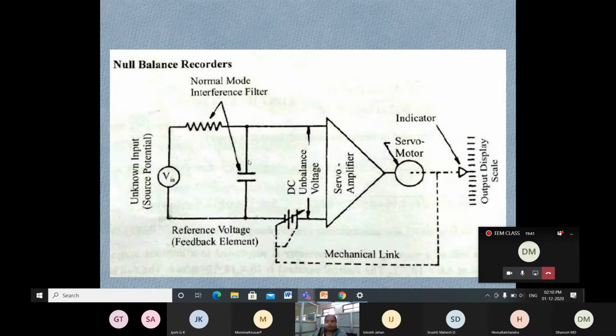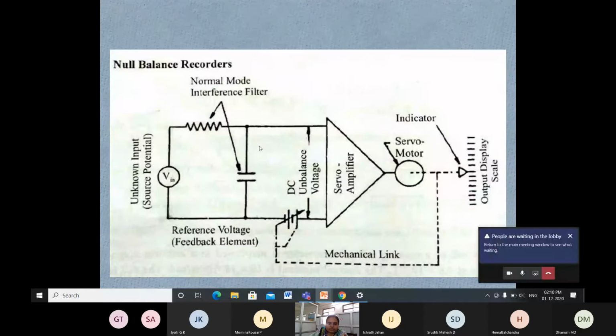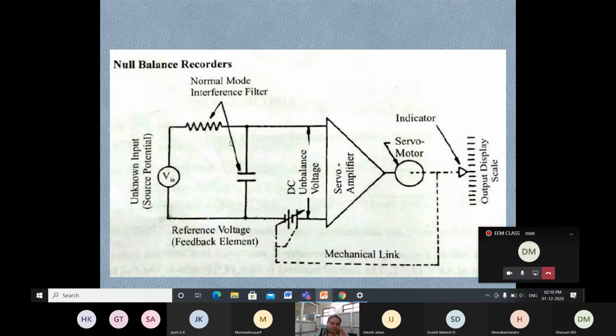How does the working go? First, an unknown voltage is provided. Then the normal mode filtering operation is done. Based on the input, the value should be constant. If it is always fluctuating, we filter that. A constant output has to come. For that reason, the interference filter is connected here.